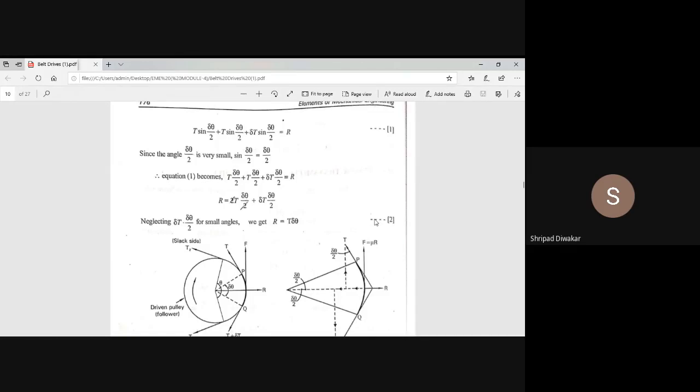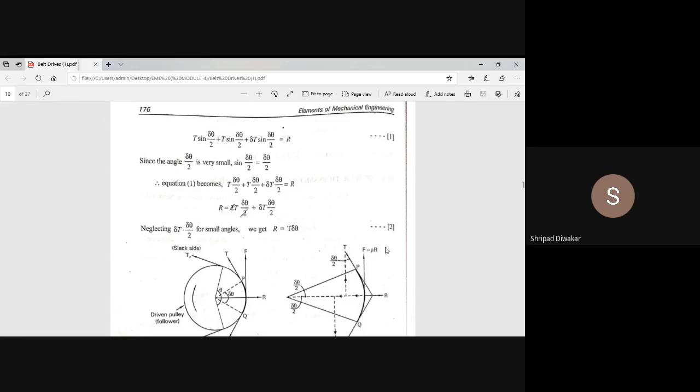First you have to resolve the equation horizontally, and then you have to simplify, put sine of delta theta by 2 as just delta theta by 2. Then after that you have to neglect the smaller values. So we'll get R equals T into delta theta. That's it. You have to neglect this term because it is small in magnitude. So neglecting this one, you will get R equals T into delta theta. We get this equation when we resolve the forces horizontally. You call it equation number 2.